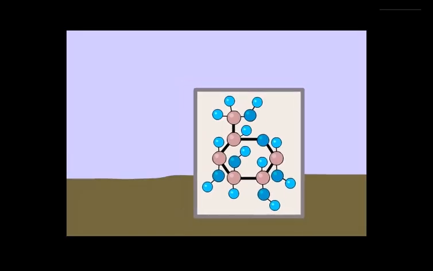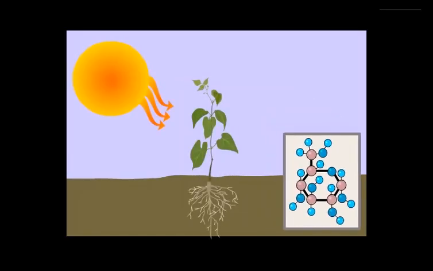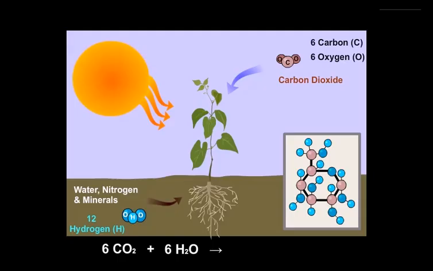Now let's review what we've learned about the process of photosynthesis and create the formula for the synthesis of this glucose molecule. 6 molecules of carbon dioxide from the air combine with 6 molecules of water from the ground to form 6 molecules of oxygen, which is released into the air, and 1 molecule of glucose.